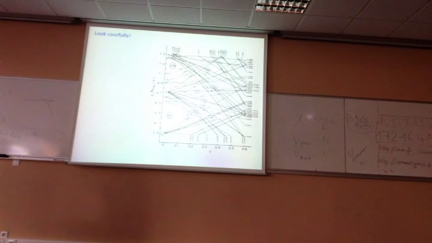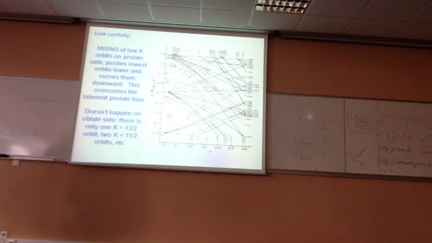And in my interpretation, it's this curvature, which comes from the two-state mixing, which favors the prolate deformation. So mixing of low K orbits on the prolate side pushes the lowest orbits lower, curves them downward. This overcomes the inherent oblate bias that you would normally expect. Doesn't happen on the oblate side. There's only one K equals 13/2, one orbit with 11/2, and so on.